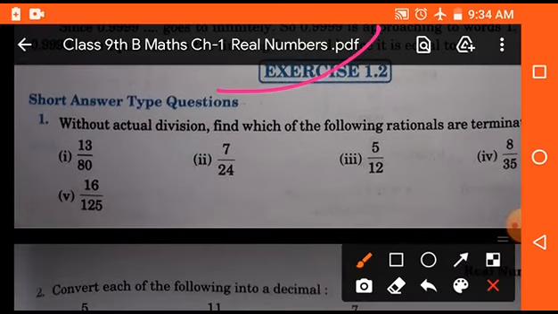So students, there is the second exercise, 1.2, and these are the questions which are related to the above explanation. So you can also solve these exercises on the basis of the above explanation.